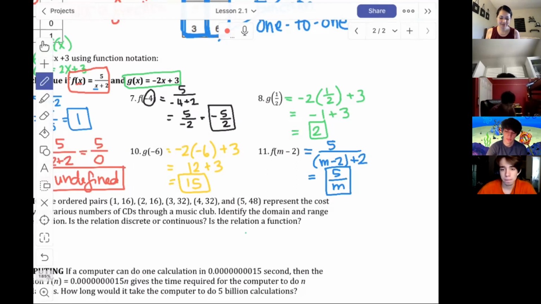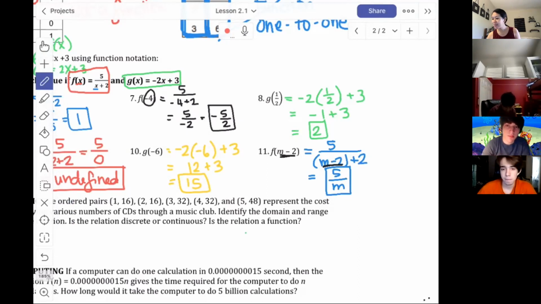All right, so if you look at what I did, hopefully you guys did the same thing. We just plugged in m minus 2 in for the x, simplified, and I got 5 over m, and that's it.